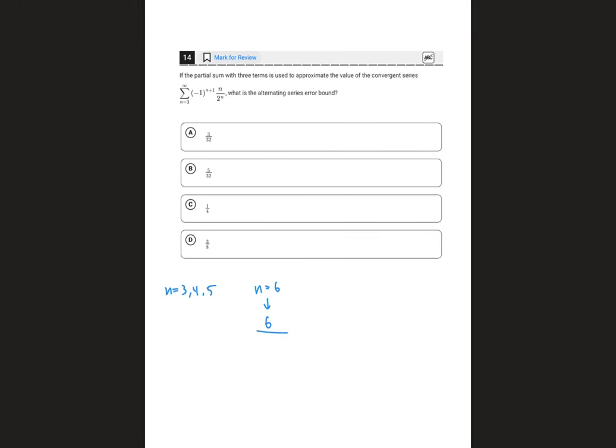So you get 6 over 2 to the 6, which is really 3 over 2 to the 5th. Divide both top and bottom by 2, which is 3 over 32. Okay, and that's it. So that's A. That one's kind of quick.